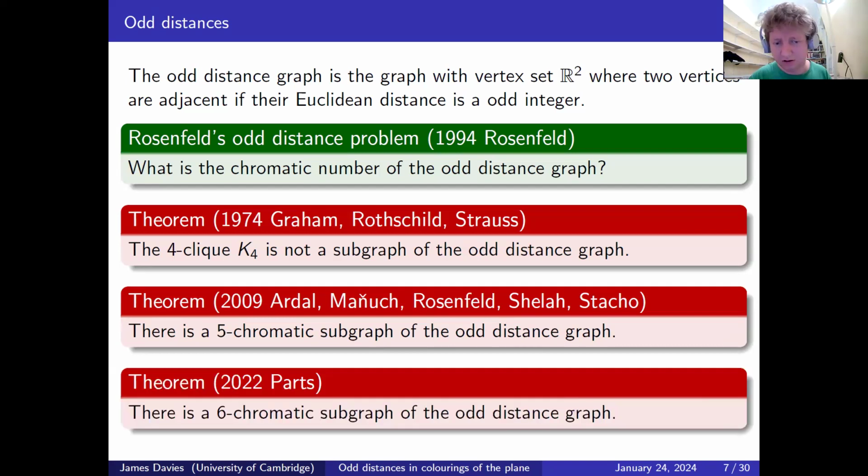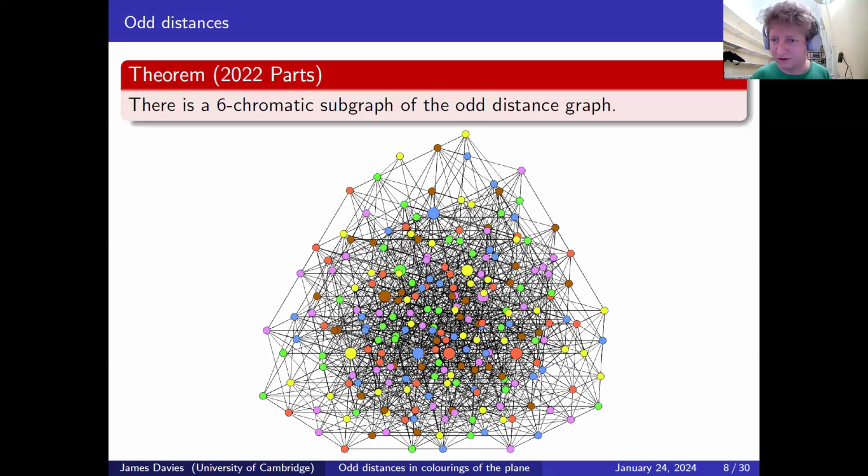And then just a couple of years ago, this was improved, and there's a construction of a 6-chromatic odd distance graph. And that was shown by the second monster of a graph. And this is again another one of these constructions where you need to check by computer that there's no 5 coloring of this thing.